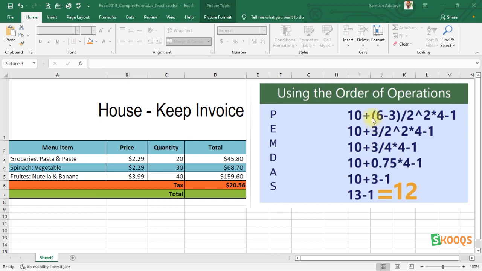So you can see that we are solving these problems step by step. We have 0.75 multiplied by 4 minus 1. So when you add it, you are going to get 10 plus 3 minus 1, because 0.75 times 4 gives you 3. So finally, you arrive at 10 plus 3 minus 1. So you now get 13 minus 1. So your final answer is 12.